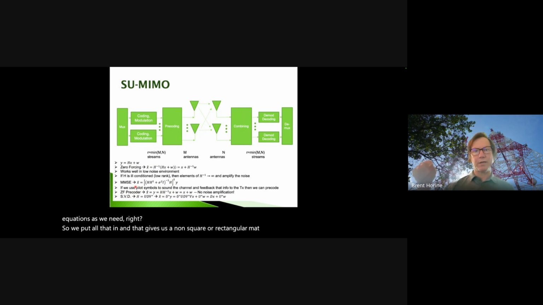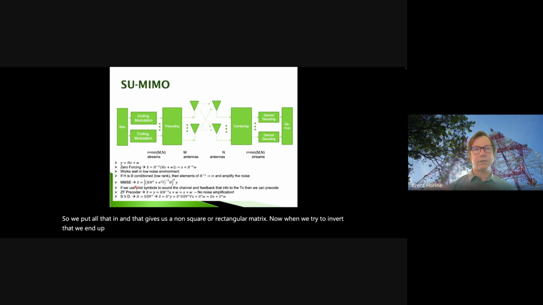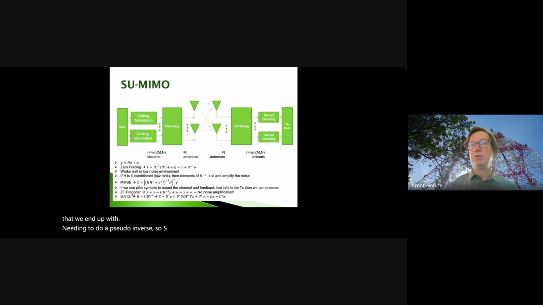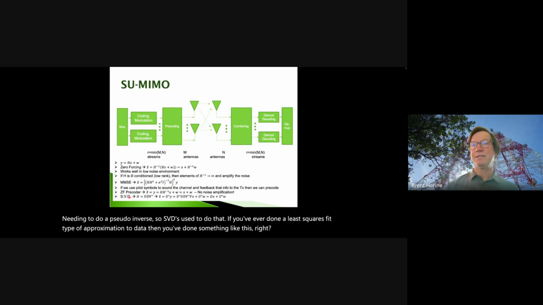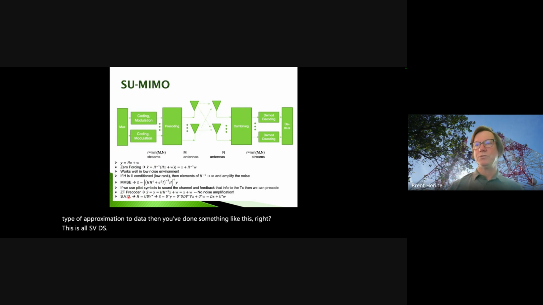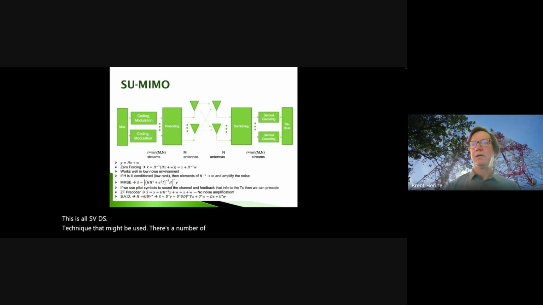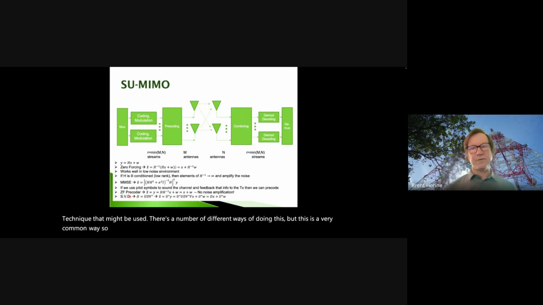Now, when we try to invert that, we end up needing to do a pseudo inverse. So SVD is used to do that. And if you've ever done a least squares fit type of approximation to data, then you've done something like this, right? This is an SVD technique that might be used. There's a number of different ways of doing this, but this is a very common way. So the point is it's a very common mathematical analysis tool.